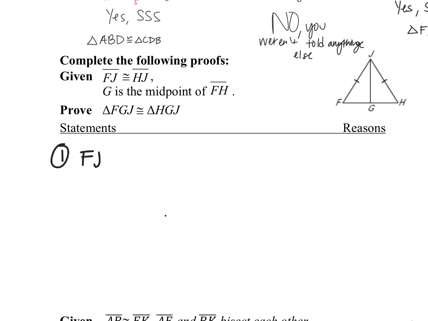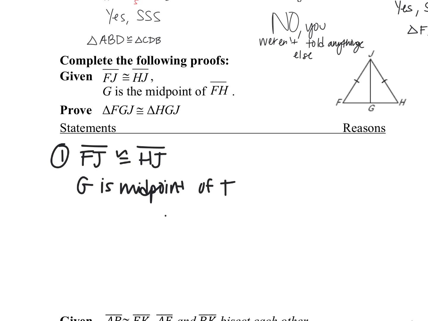FJ is congruent to HJ. And G, if I could write that quickly, G is the midpoint of FH. Make sure your reason says given. I would just double check and make sure in my picture I have the stuff marked that's given. FJ is congruent to HJ. Is that marked in the picture? Yeah, so you don't have to do it yourself. And then you're also told that G is a midpoint, so we'll use that in a second. So you do have some key words we'll use.